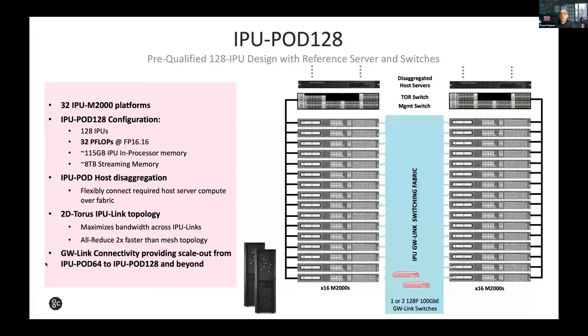As I said, POD128 is basically a combination of two such racks, with the IPU-Gateway link switch fabric inside, which is responsible for communication between the two racks. In fact, we are adding an additional level, or type of dimension, to the torus. So we have communication not only vertically but also horizontally, where all the servers can communicate with each other and be perceived as one single logical domain. This is basically our approach.